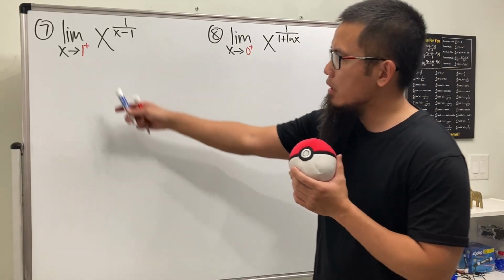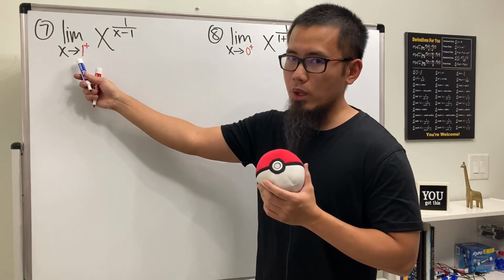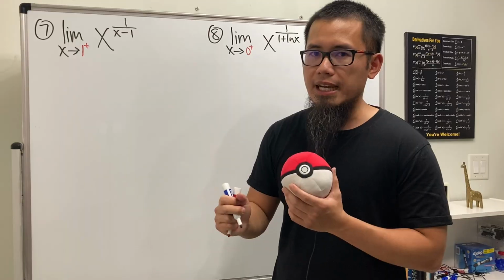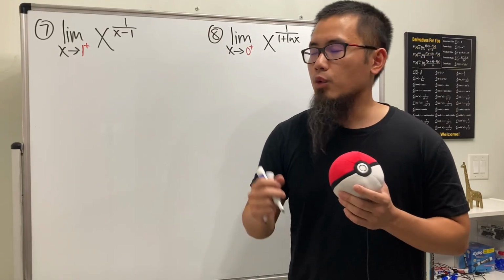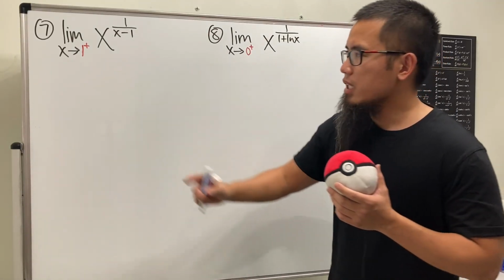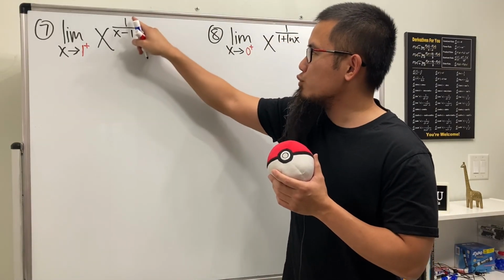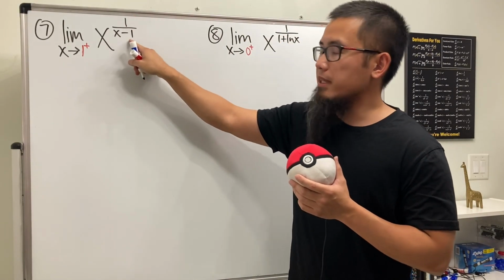Have a look. Here we have the limit as x approaching 1 plus. And remember, 1 plus means we are approaching 1 from the right hand side. You can think about x as 1.0001. Keep in mind, x is not exactly equal to 1. And here we have x raised to the power of 1 over x minus 1.